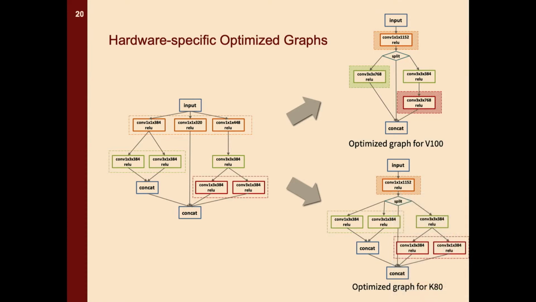We also found that MetaFlow can automatically find different optimized graphs on different hardware. The left figure shows an Inception module, and the right figure shows the corresponding optimized graphs for V100 GPU and K80 GPU. The shadowed rectangles highlight the graph optimizations that are performed on different GPUs. As you can see, different optimizations are performed on different GPUs. This also means that you really need to consider what hardware you are trying to use when you are doing graph optimizations.